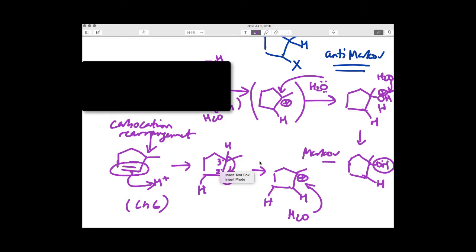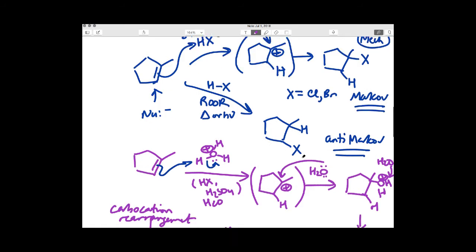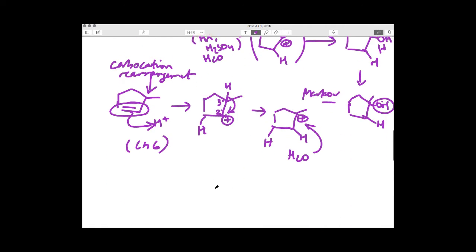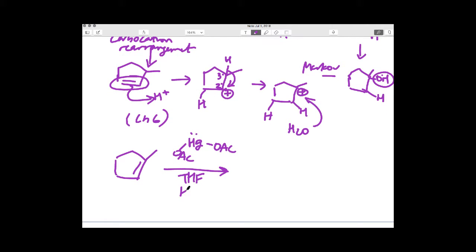Alright, so notice that so far the type of molecules we've made are alkyl halides, and we've made alcohols. So the thing is, I want a different way of making an alcohol where maybe I don't want to see carbocation rearrangements. To do that, I use a different reagent called mercuric acetate. It's in a solvent called THF, and it's in the presence of water or alcohol. I'll use water in this case.